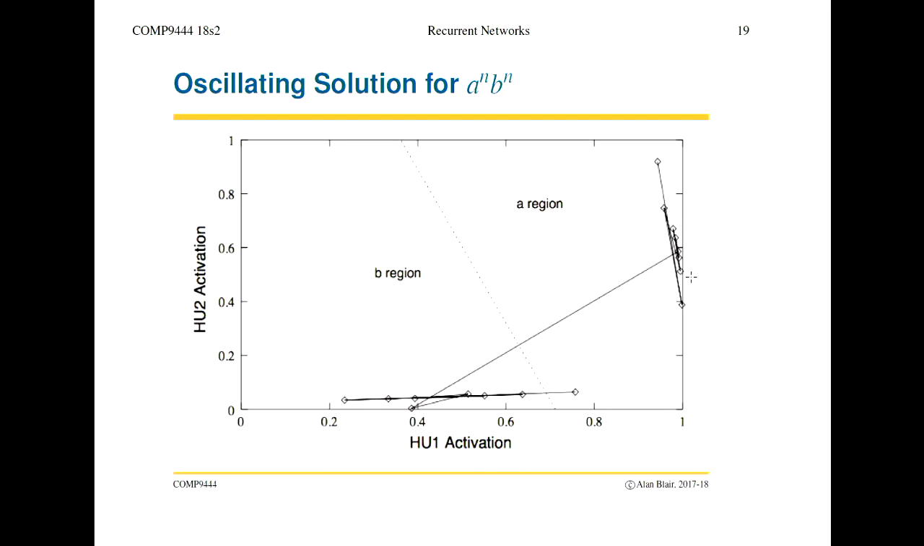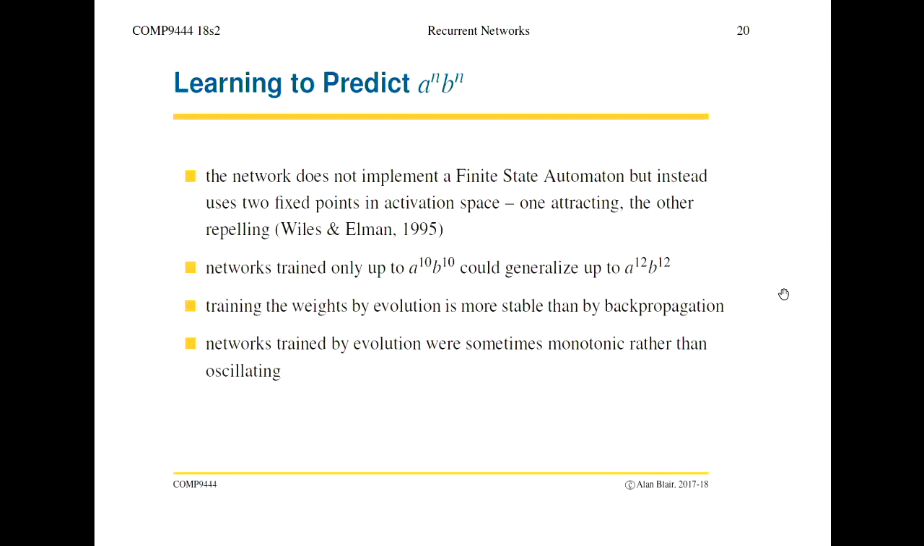So you can see why it's able to generalize. It just oscillates in a little bit further here, and then when it jumps over, it starts from a closer point here. So we did some follow-up work on this.